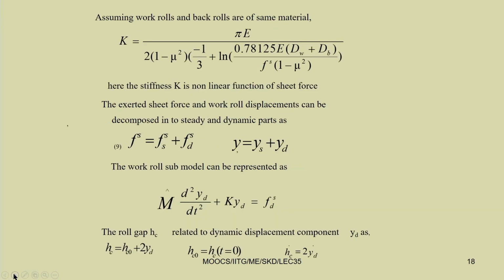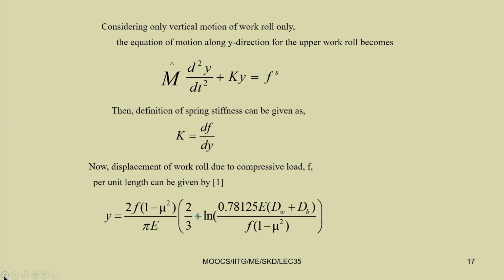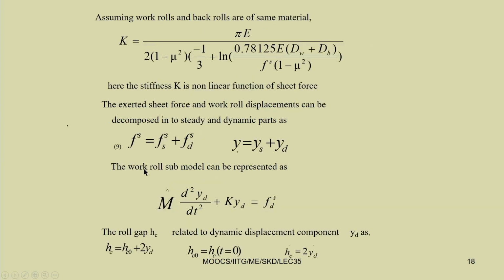So, you can take that relation from there, and then k can be assumed by differentiating that thing. That is k. So, differentiating that thing, the expression can be written in this form. Here the stiffness k is a nonlinear function of seat. The exerted seat force and the work roll displacement can be decomposed into steady and dynamic parts.